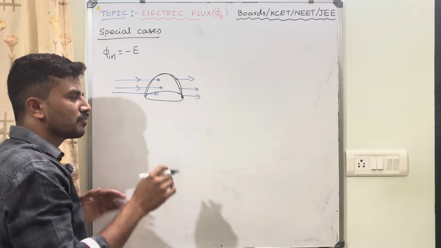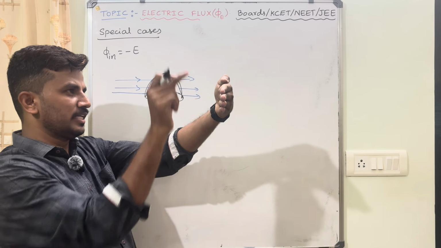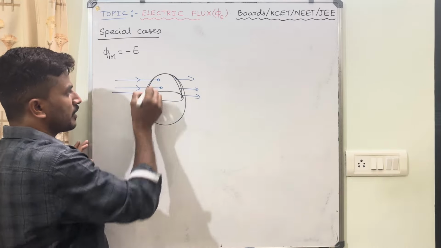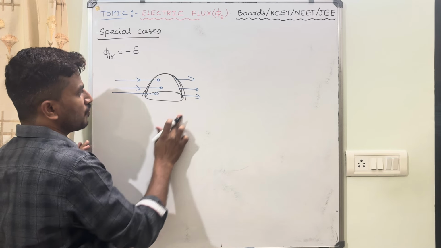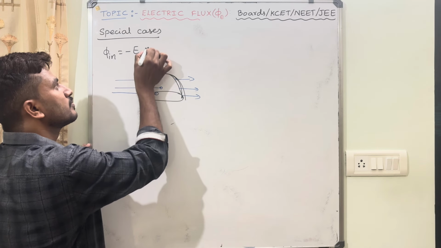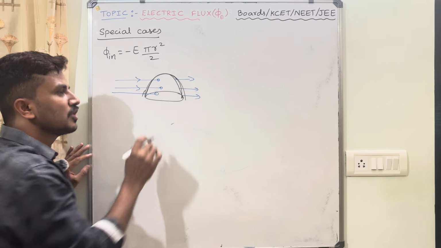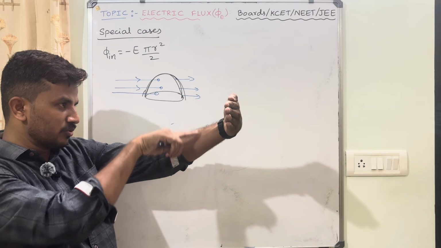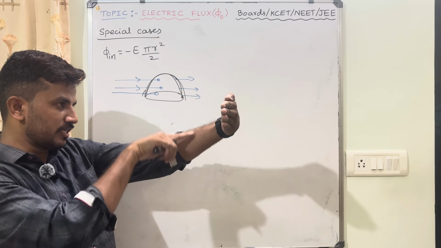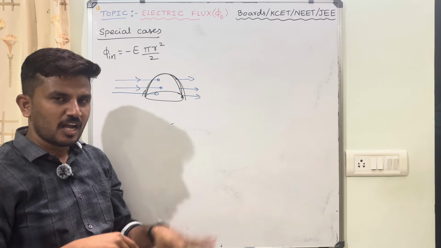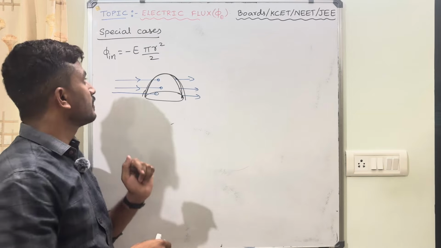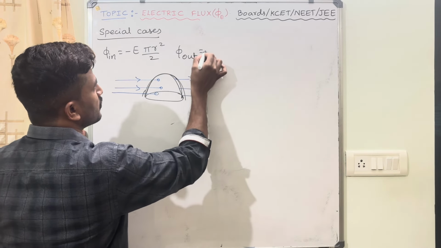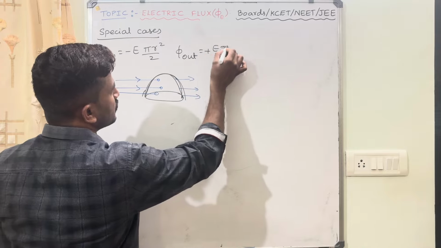If you observe from sideways, this area is half of the circle, yes or no? This is the complete circle, pi r square, so half of it is pi r square by 2. When you observe the hemisphere from the sideways, this side looks like half of the circle. Half of the circle is pi r square by 2. So the same output will also be there in positive. Flux out is equal to plus E pi r square by 2.